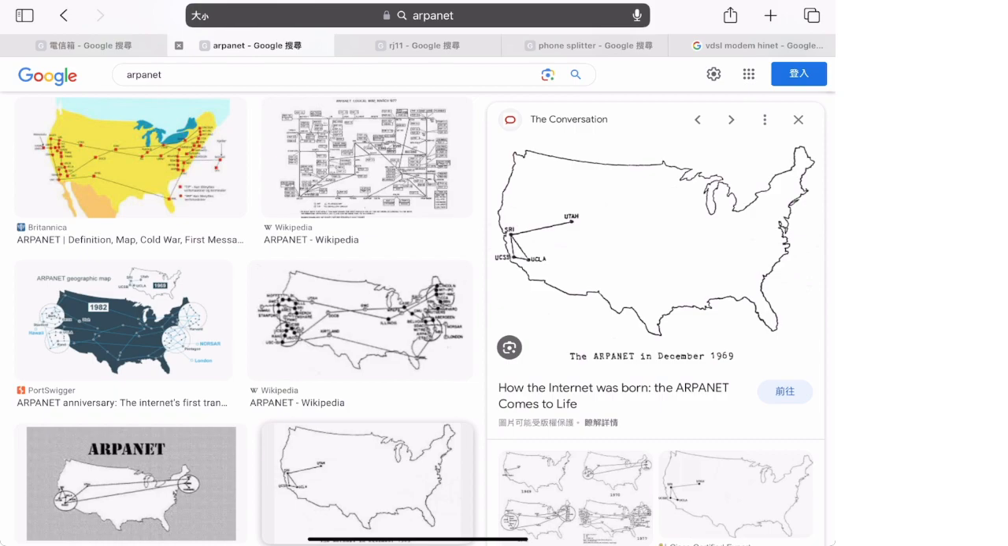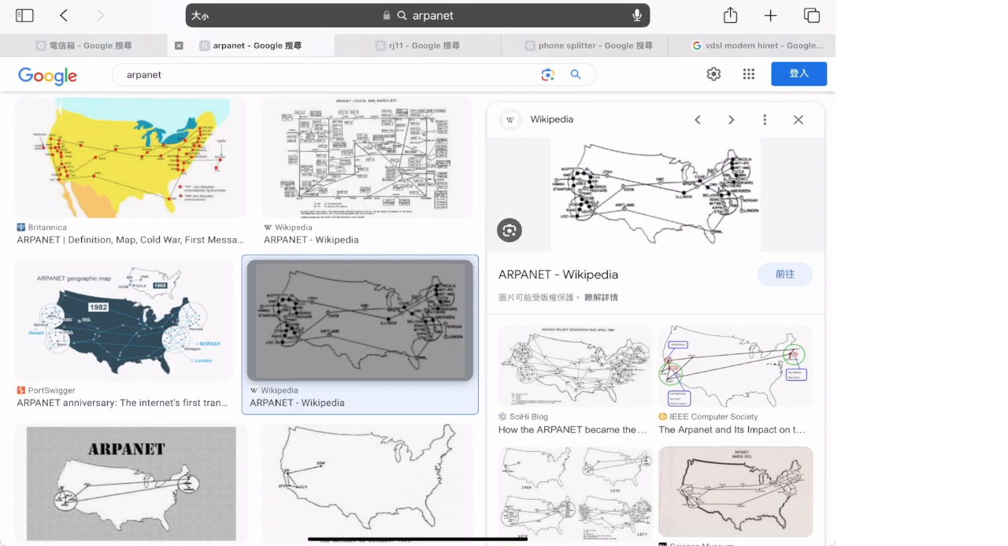After 1969, take a look at this picture. Lots of universities may find that having networks is very useful. So lots of universities join ARPANET, each university creates its own small network, and they use those cables to connect all those small networks together.